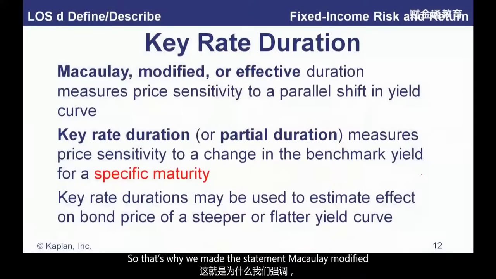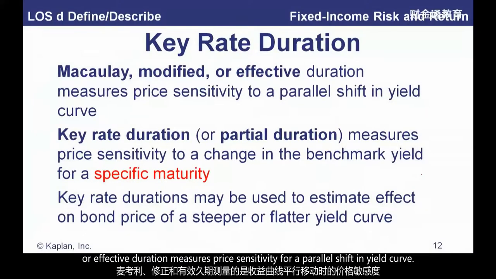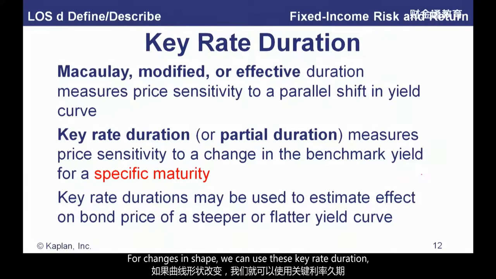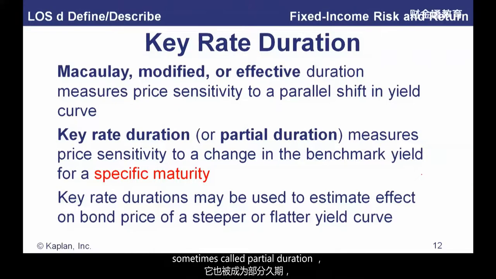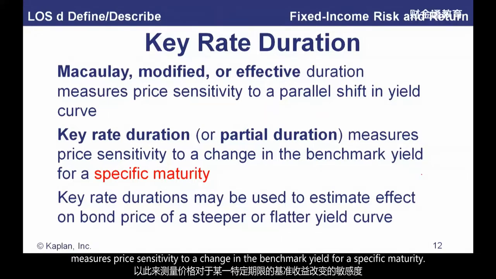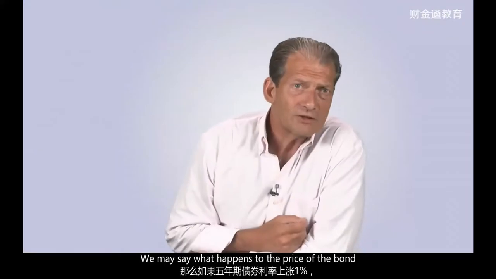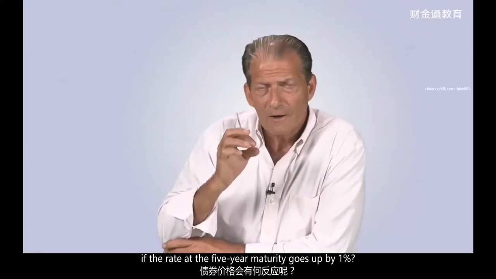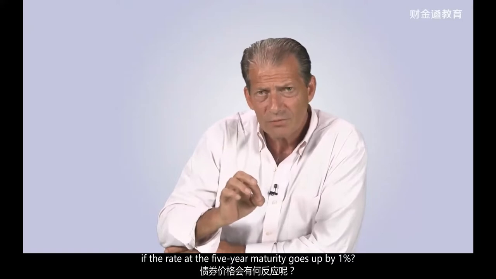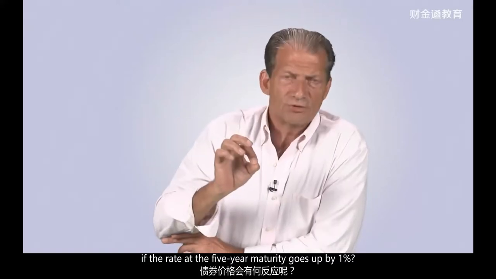Okay. So that's why we make this statement, Macaulay, modified or effective duration measures price sensitivity for a parallel shift in the yield curve. But for changes in shape, we can use this key rate duration, sometimes called partial duration measures. Price sensitivity to a change in the benchmark yield for a specific maturity. So we may say, well, what happens to the price of this bond if the rate at the five-year maturity goes up by a percent?